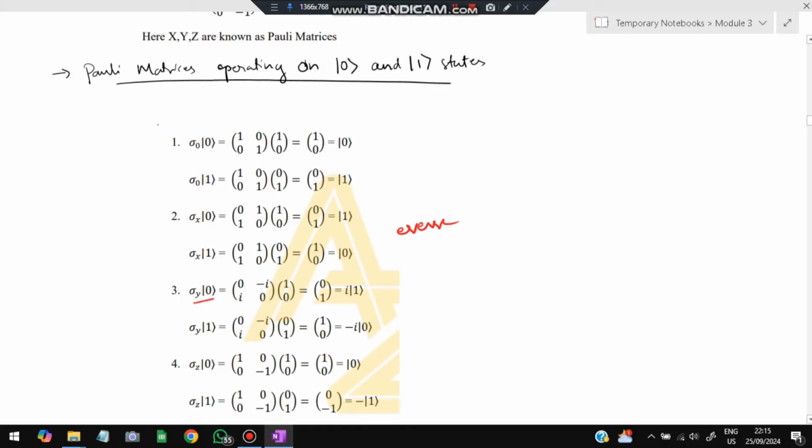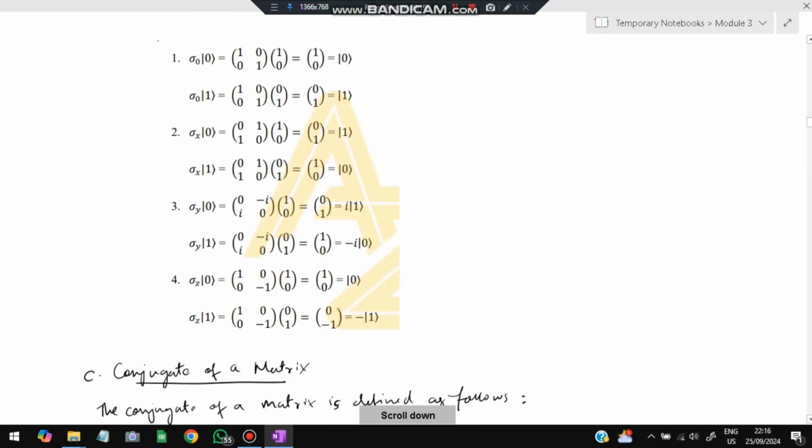And then we have the Y operator. Y is 0 and 1 here. When we apply the Y operator, we'll get i1 here and minus i0 here. Okay, and for the Z operator, we will be getting 0 for 0, and for 1 we will be getting minus 1. Instead of 1 we will be getting minus 1 here. That is the Pauli matrices.